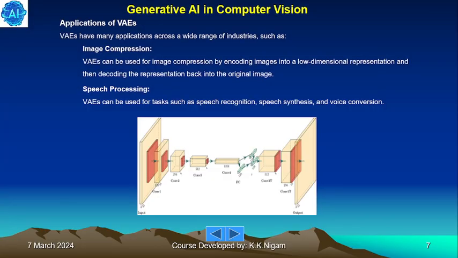Applications of VAEs. VAEs have many applications across a wide range of industries. Image compression: VAEs can be used for image compression by encoding images into a lower-dimensional representation and then decoding the representation back into the original image. Speech processing: VAEs can be used for tasks such as speech recognition, speech synthesis, and voice conversion.